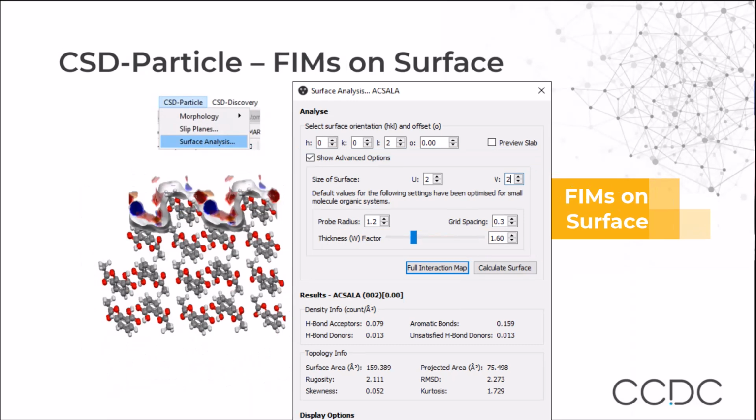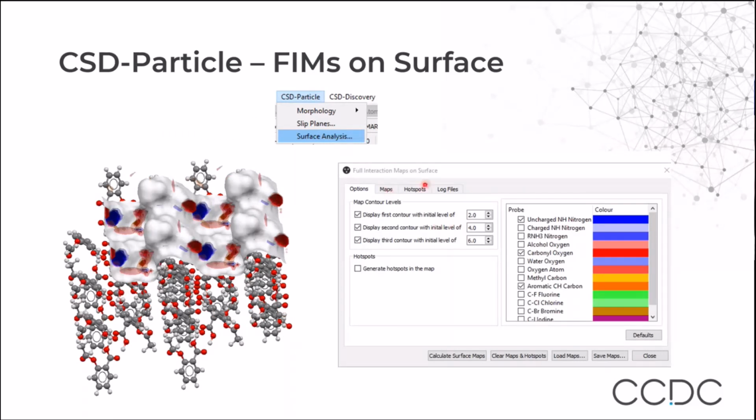And those full interaction maps on surfaces can be accessed by clicking on this button once you've generated your surface already. What that'll do is it'll open up this dialog box for full interaction maps on surfaces. This looks almost exactly the same as the dialog that you'll be familiar with from having used the FIMs option from the CSD materials menu, but it just lets you do those nice calculations, those maps across the surfaces themselves.